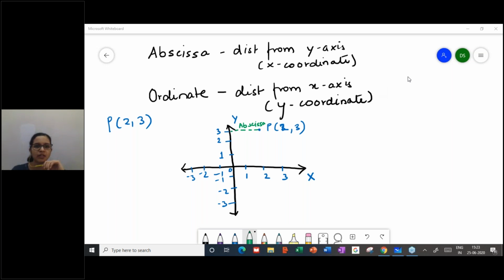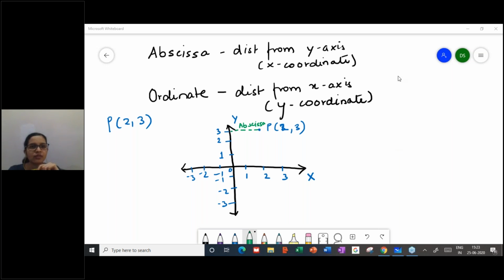Okay, I'll repeat. I said there are two units which are important. One is abscissa, which is the distance from the y-axis. So if I give you a point (2, 3), it will be located here. We'll go into how it's located here a bit later. I'll just explain this term to you and then clarify that also.